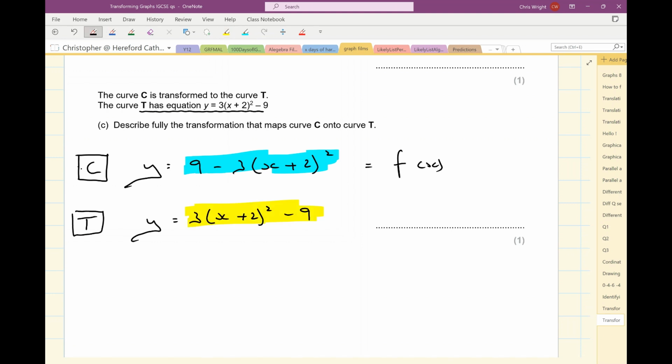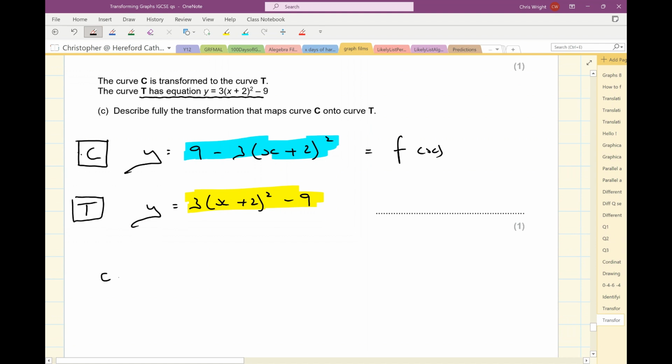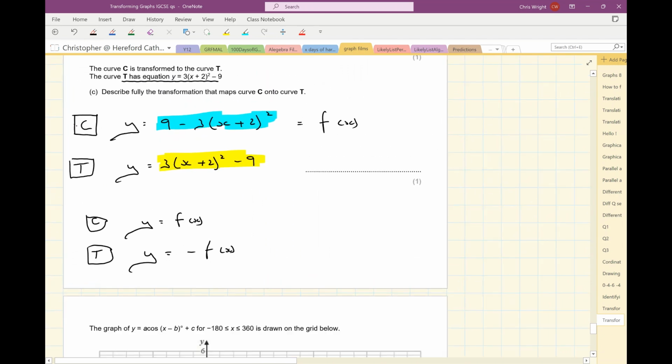Well, if curve C is written as y equals f of x, then curve T, well, I see that the plus 9 in curve C is changed to minus 9, and the minus 3 lots of the bracket has changed to plus 3 lots of the bracket. So if the curve C is written as y equals f of x, the curve T will be y equals minus f of x, or y equals minus 1 times f of x.